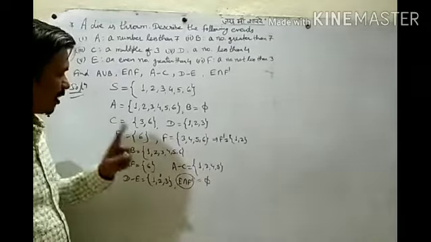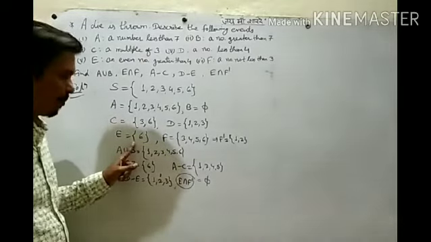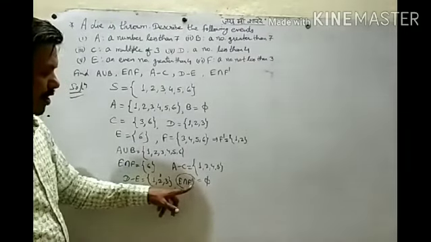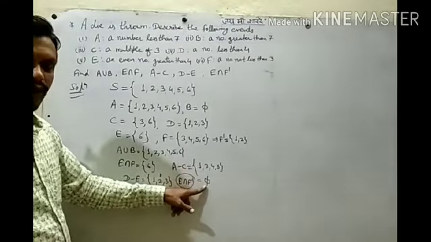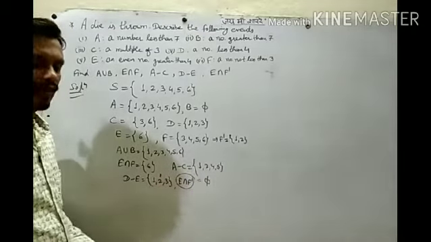E has only one element, so it is a simple event. Intersection of E and F dash is the null set, so these are mutually exclusive events.